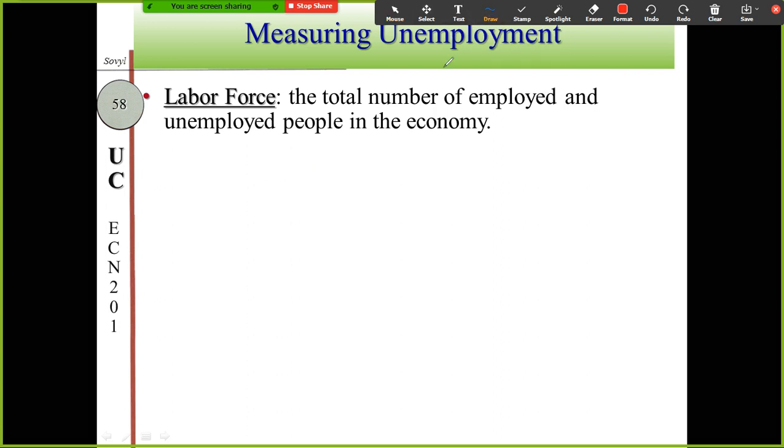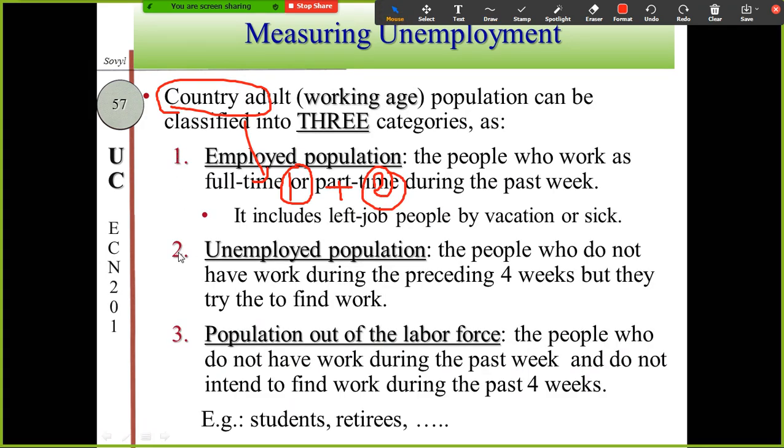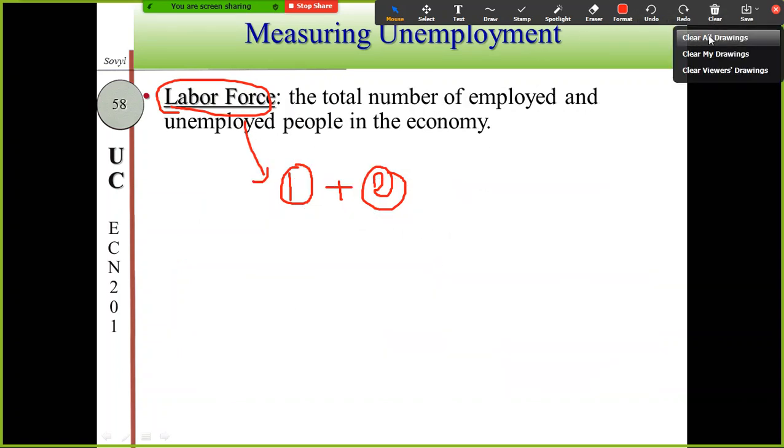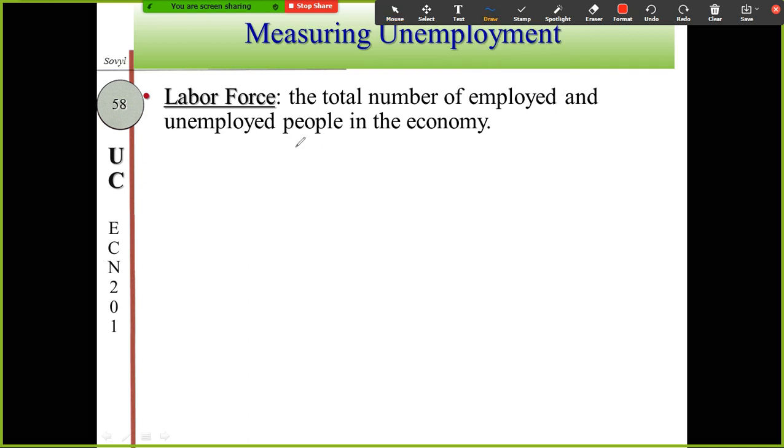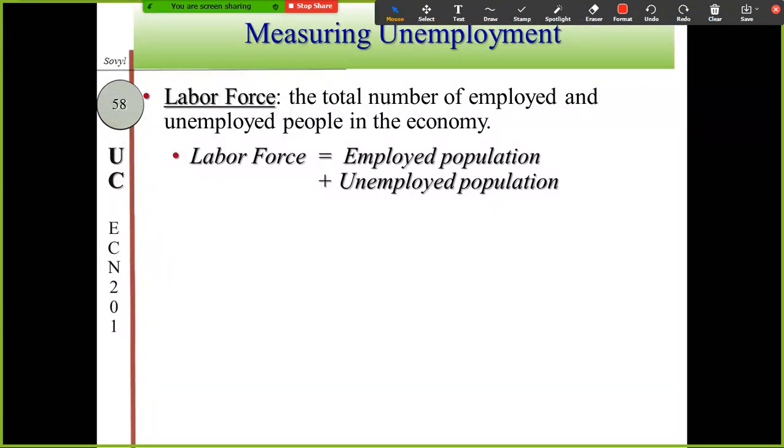Okay, so in order to get labor force, you need to take group 1 plus group 2. What is group 1? Group 1 here, group 2 here. If you take group 1, employed population, plus group 2, unemployed population, you will get labor force. That's why I can say a shortcut: LF comes from group 1 plus group 2. This is the way that we use in order to find labor force.